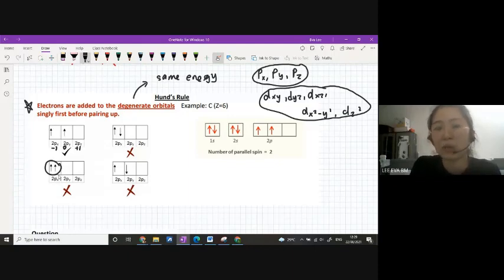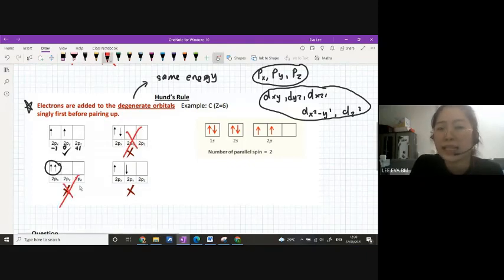But it breaks Hund's rule also, it cannot be accepted. It must be different orbitals with the same spin, singly first in different orbitals. It means the second example is not accepted. Then we'll look at the third example: singly upwards and then followed by downwards. This one also is not accepted.